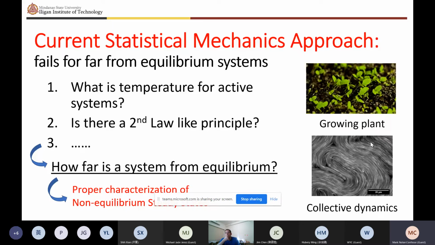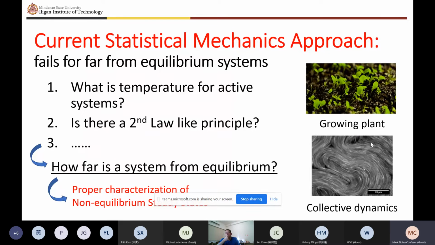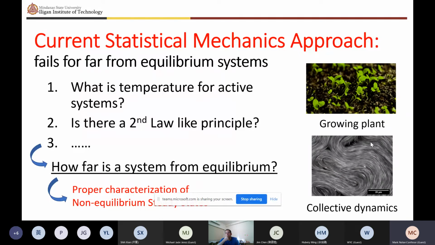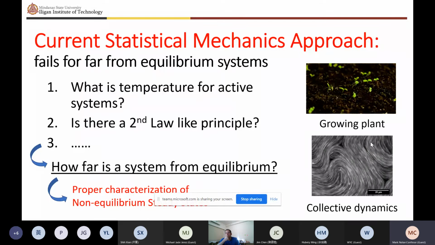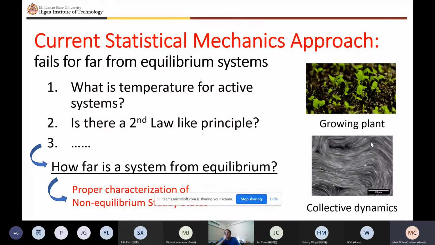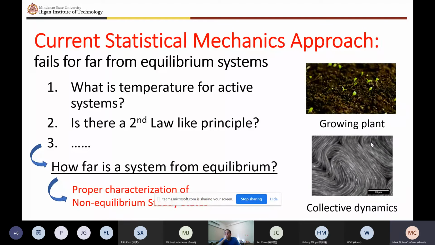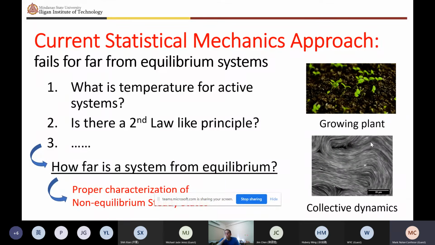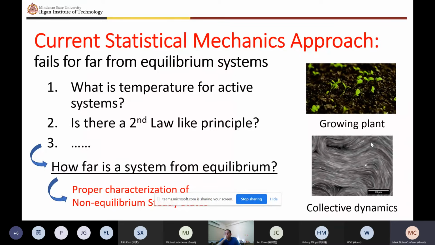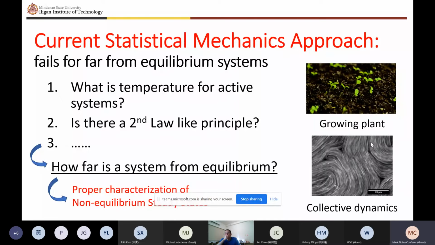Because, as I have mentioned earlier, we already have a structure of physical mechanics that can explain equilibrium conditions well, and therefore our hope is that we can apply some of those to systems that are far from equilibrium. And so it is important to ask how far a system is from equilibrium. Specifically, what this implies is: can we do a proper characterization of non-equilibrium steady states?